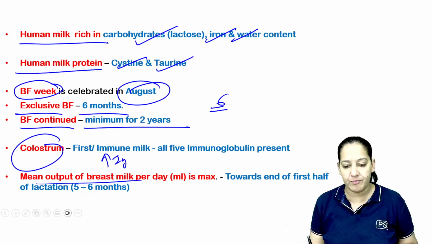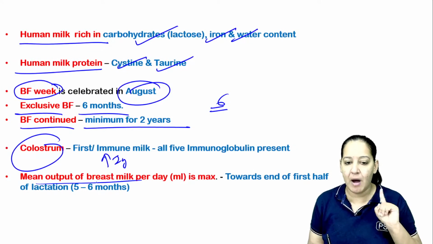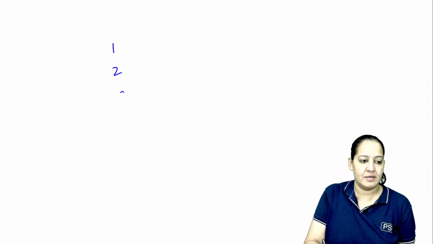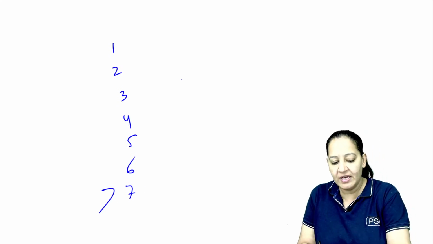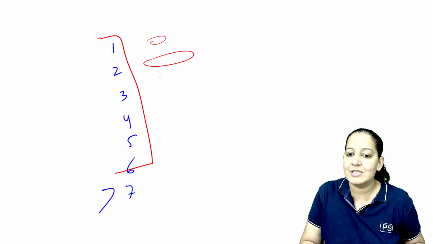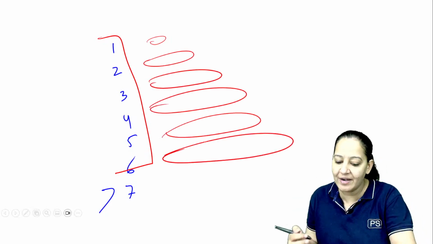How many ml of breast milk output is daily in 24 hours? So if you see 24 hours, maximum output occurs in 5 to 6 months. In 5 to 6 months, you can understand now. So this is first month, second, third, fourth, fifth, sixth, and 7 month onwards. Okay. So here we are saying exclusive breastfeeding. So baby is growing in size. So the hunger of the baby is going to be increased. So God has provided like that only.